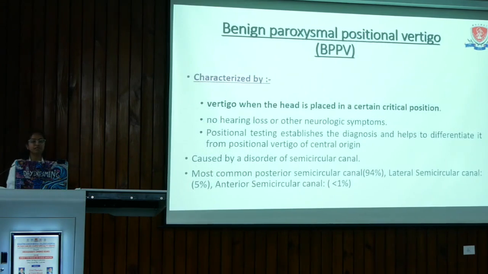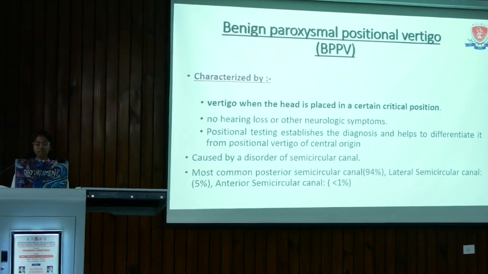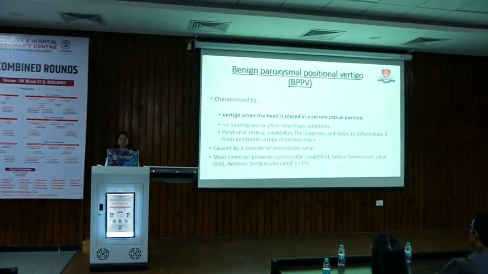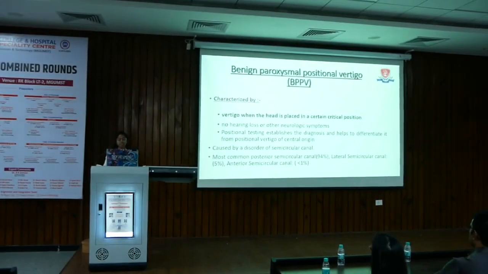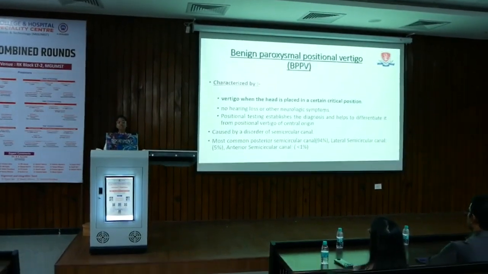90% of the cases of the peripheral vertigo that present to us in the OPDs are mainly due to BPPV. So let's see what BPPV is. It is characterized by vertigo when the head is placed in a certain critical position. No hearing loss or other neurological symptoms are associated with it. Positional testing establishes the diagnosis and helps us to differentiate it from the positional vertigo of central origin.